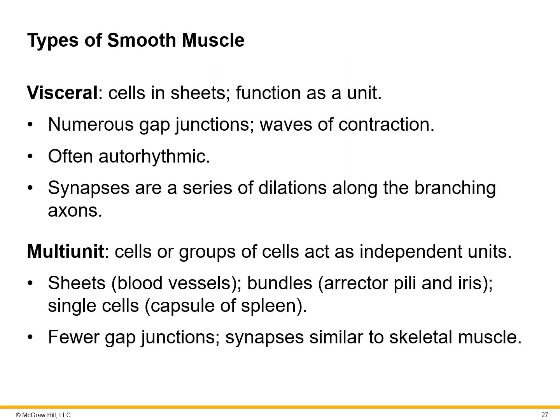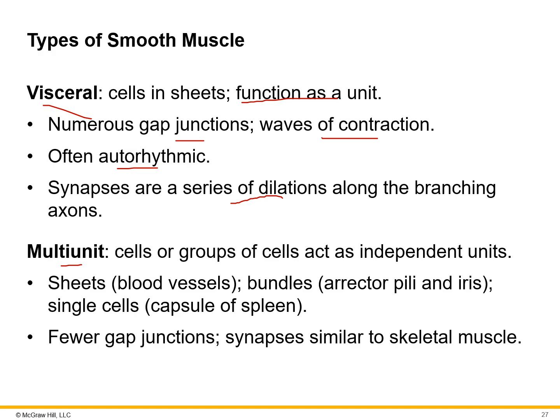All right, so a couple different types of smooth muscle, visceral and multi-unit. Visceral are in sheets and they act as a single unit. So a lot of gap junctions allow that communication and a wave of contraction. Once one part undergoes contraction, those gap junctions allow the calcium to diffuse and contract in waves. These are typically autorhythmic, and the synapses are a series of dilations along those branching axons.